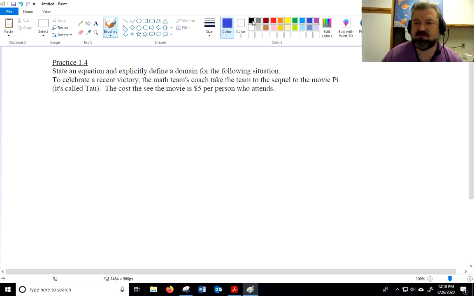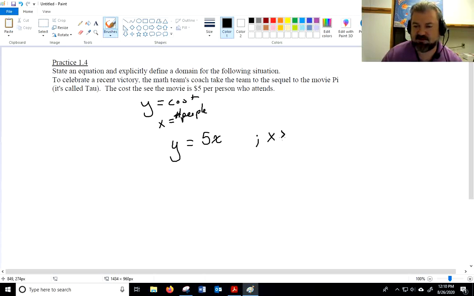Okay, so $5 per person. So if we let y equal the cost, and we'll let x be the number of people, then I would say that y is equal to 5 times x. But I think you will agree that my domain needs to be limited to where x is greater than or equal to 0, and x has to be an integer. So you can say x is an integer.